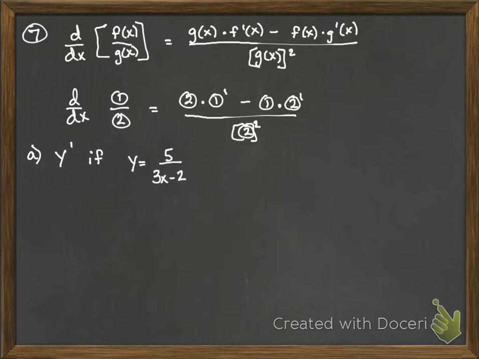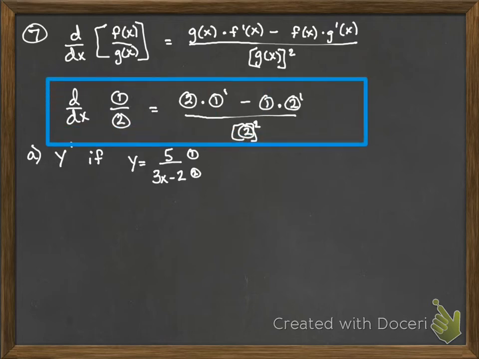Okay, so in this case, 5 is my 1, 3x minus 2 is my 2. So we're going to apply the quotient rule, and all I want you to do is set this up. I don't really want you to go in and simplify and get too worried about all that. I just want you to know how to set up the quotient rule. Okay, so using our rule, remember our rule is right here. This is my quotient rule.